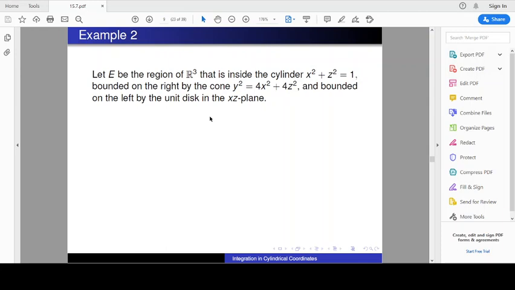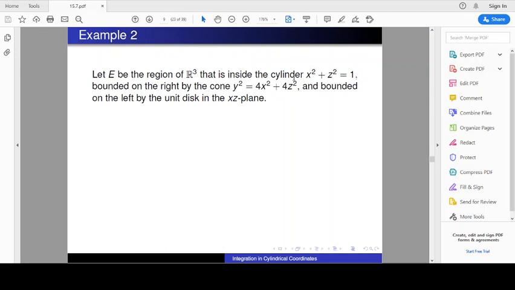x squared plus z squared equals 1, and bounded on the right by the cone y squared equals 4x squared plus 4z squared, and bounded on the left by the unit disk in the xz plane.